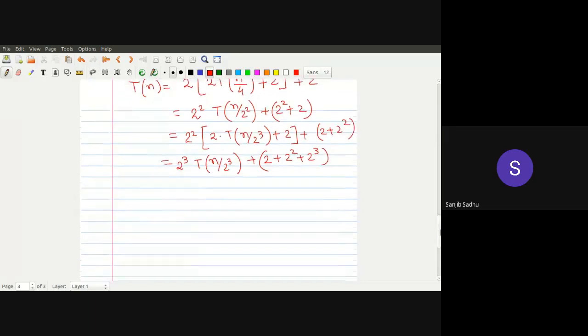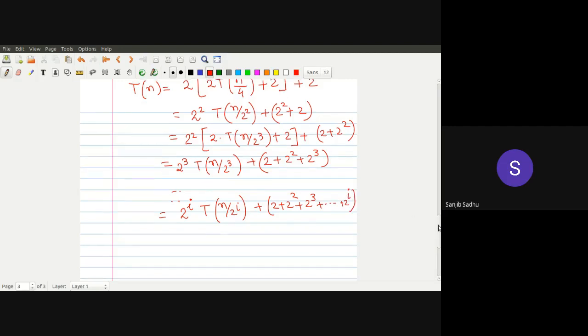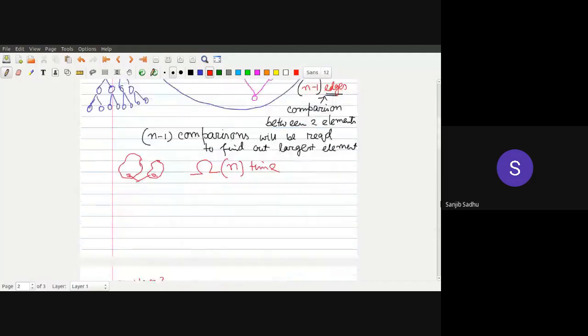So in this way, it will go on. Finally it will be 2 to the power i. The general term I am writing: Tn by 2 to the power i plus 2 plus 2 square plus 2 cube. Now you see, we need to find out the closed form, not the recurrence. Means actually what should be the value for this.